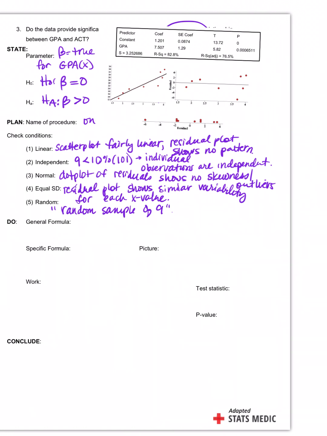Now, formulas on the do step. You do have to show a little work here because there's not a calculator shortcut on this. But there is a shortcut, so hang on, I'm going to show you. The specific formula for this t value would be little b minus big B over the standard error of our slope. Do we know those values? We sure do, so it's just a plug-in kind of thing.